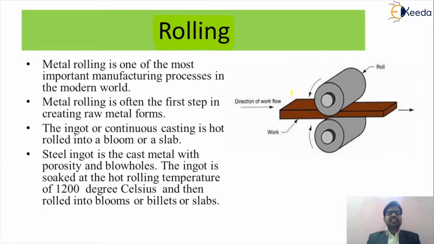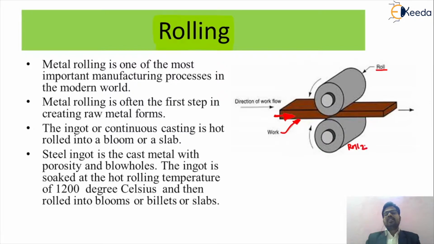So friends, this is the figure of the metal rolling process. As shown in the figure, this is the workpiece from which we have to make different types of sheets, bends, or structures. The direction of the workflow will be from the left hand side to the right hand side, and we are using two rolls. This is the first roll and this is the second roll.